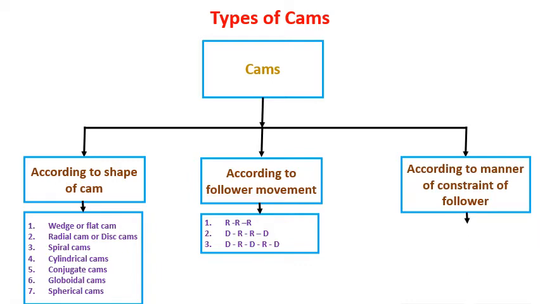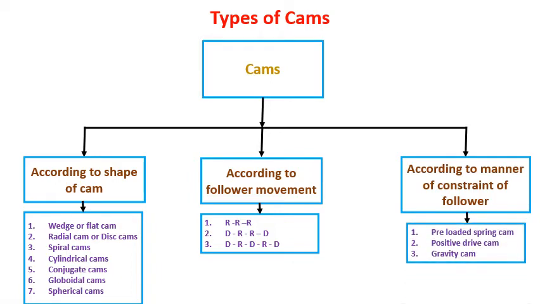Third important category is according to manner of constraint of followers. It is classified into three major types. First one is preloaded spring cams, which consist of a spring as a medium which provides the contact between follower and cam. Second one is positive drive cam, where due to the physical shape of either the cam or the follower, the contact between cam and follower takes place. Third one is gravity cam, where due to the gravity, the contact between follower and cam takes place. So let us see one by one.